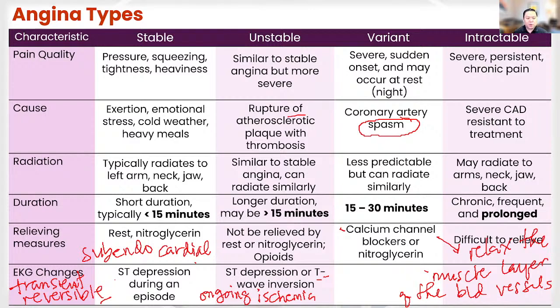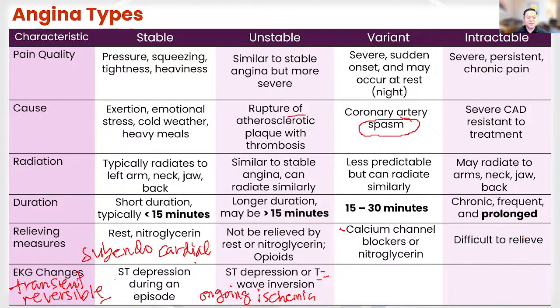Now, moving forward with the variant type of angina pectoris, but before I do that, let me erase this. Let's talk about the variant type of angina pectoris. As far as the EKG changes, what you're going to see here will be some transient ST segment elevation. ST segment elevation during the acute episode of chest pain.